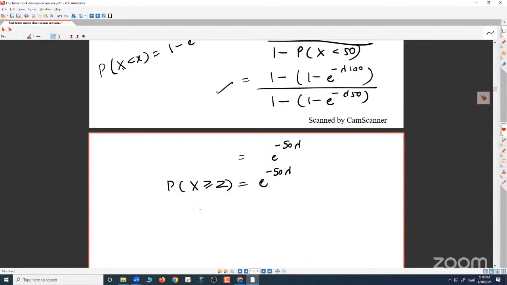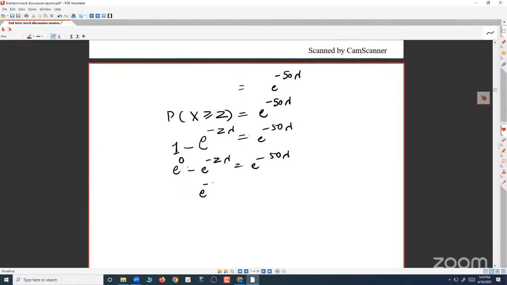So this would be what? That could be written as 1 minus e raised to the power minus lambda z, which equals e raised to the power minus 50 lambda, right? The value 1 is basically e raised to the power 0. So e raised to the power minus z lambda is coming out to be e raised to the power minus 50 lambda. Now if you equate this equation, my z is coming out to be 50.